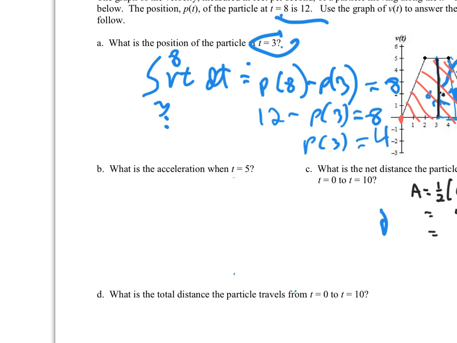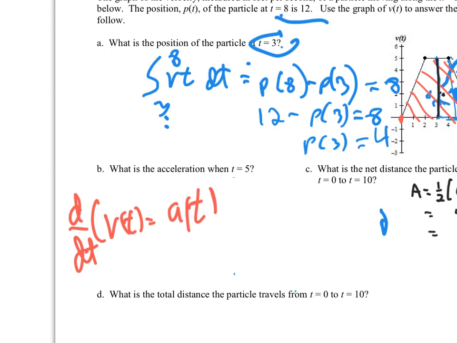All right, what is acceleration when t is 5? So if we're looking at the velocity graph, the derivative with respect to t of v(t) will give us the acceleration. Well, maybe I had the answer there. I just didn't pay attention. I did have it on there.